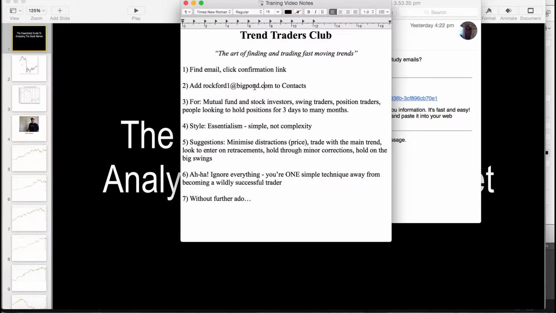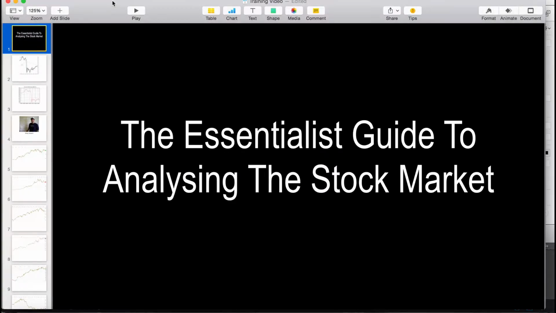Take all the indicators off your chart and just test this and just see how you go. Back test what I'm going to share with you and see if it works for you. So with that brief introduction, let's get started.